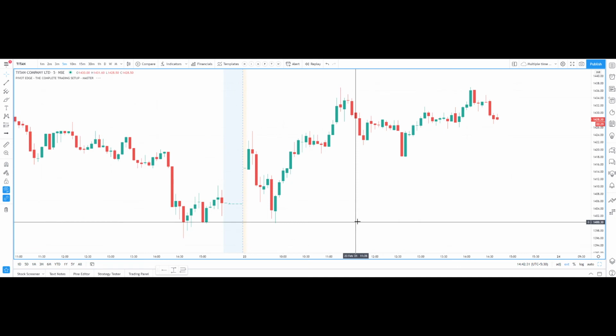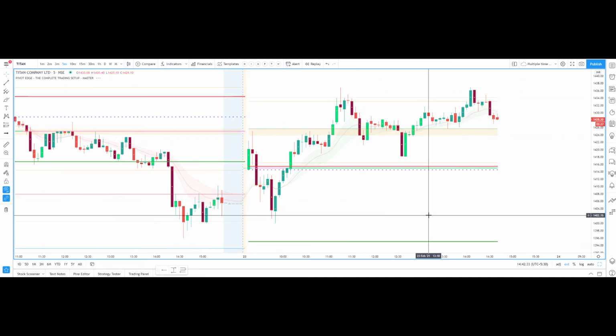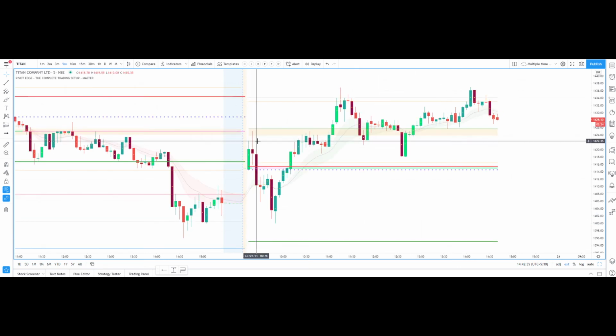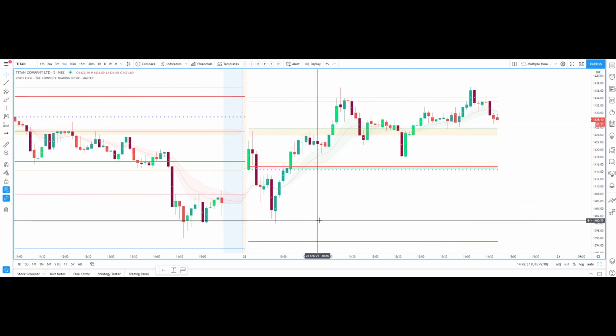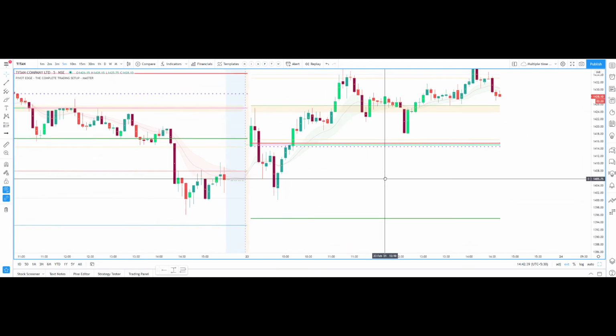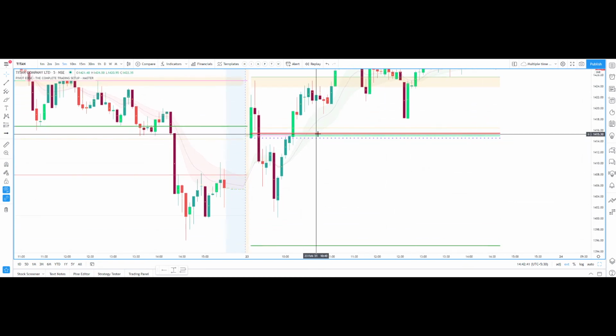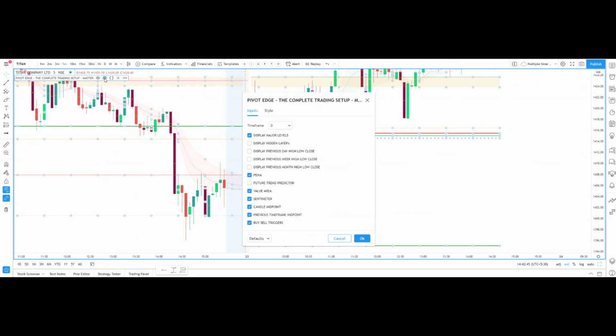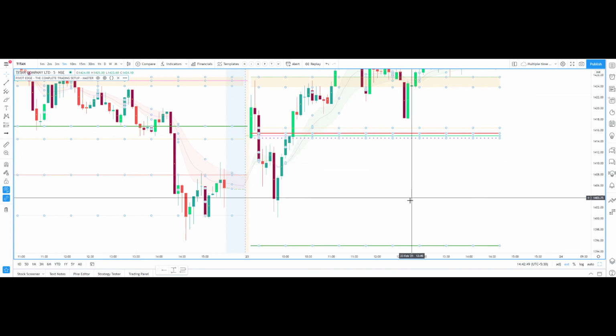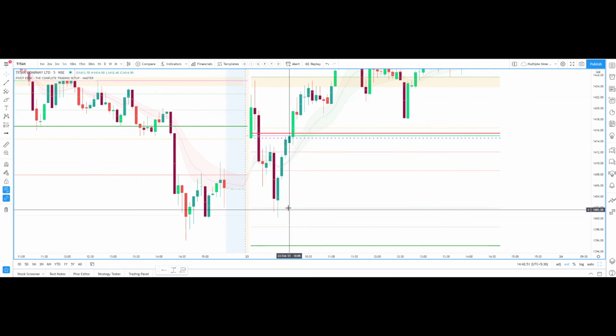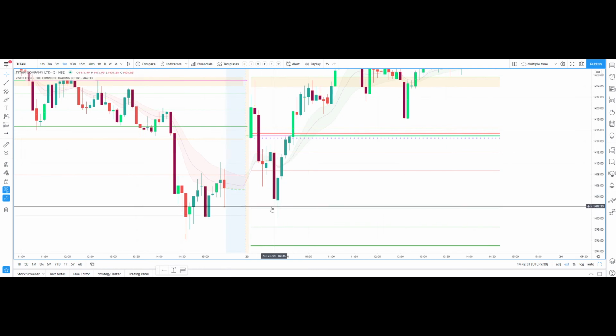Next, Titan. Titan also has given opportunities in both directions. Okay, so here, like I told you earlier, if the range is very wide like this, then you need to switch on your hidden layers and trail your trades with keeping this. See, from the hidden layer it has taken support.